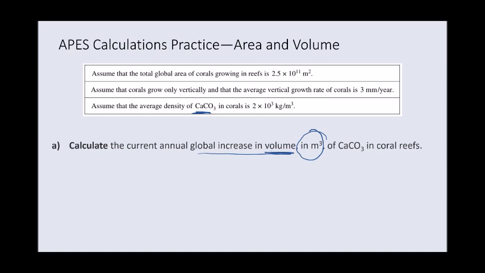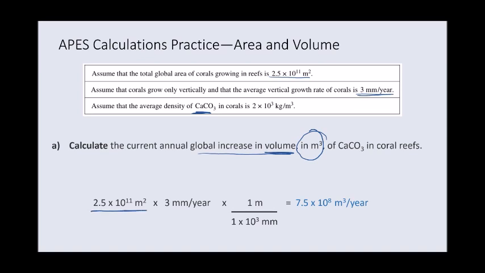So what do we know about corals? Corals have a global area of 2.5 times 10 to the 11 meters squared, and they grow at 3 millimeters a year. So if we want to know how much more calcium carbonate is going to be in the coral reefs, we have to know how much they're growing. So I know what the area is. I also know the vertical growth. So now I can calculate the volume in 1 year.